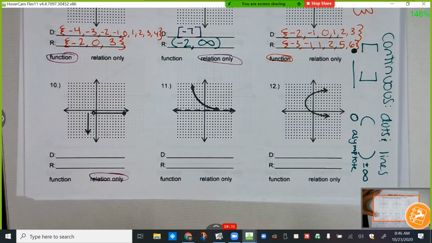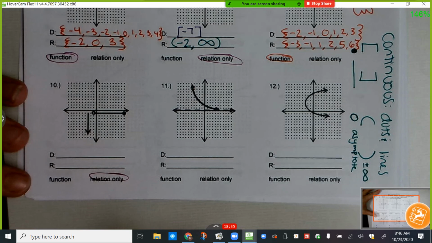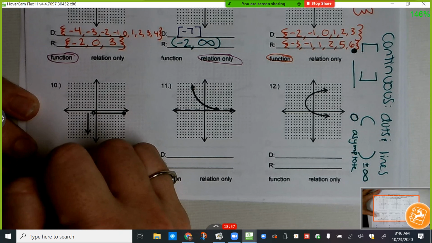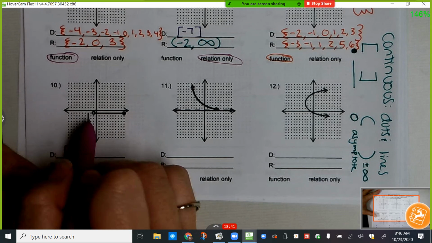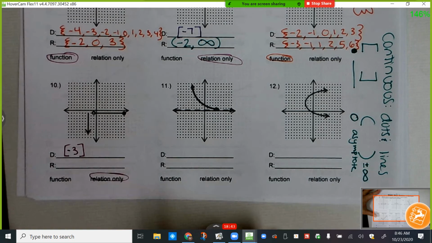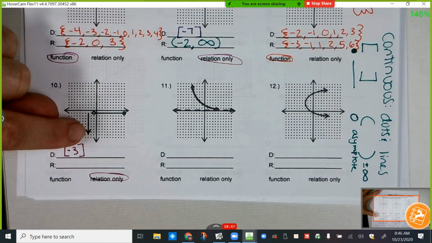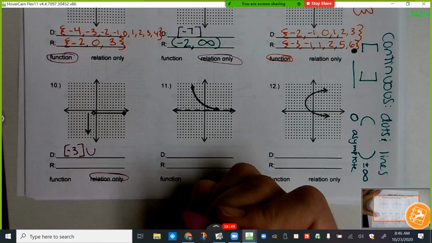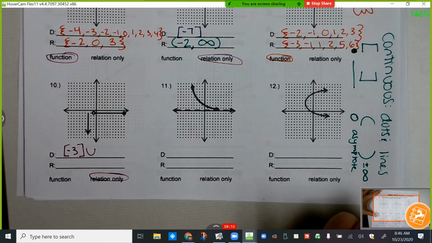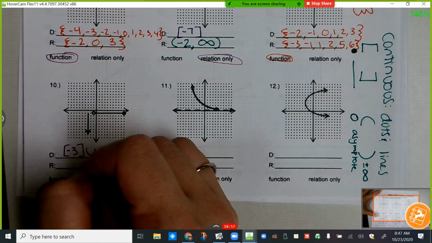Okay, domain-wise, what is the farthest left this goes? -3. And then, doesn't it take a break? That one piece is only at -3. And then it takes a break, so we use a U. And where does it pick back up at? -1. Parentheses or bracket? Parentheses, because it's an open dot.